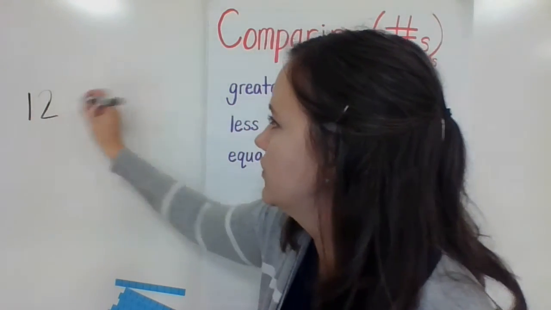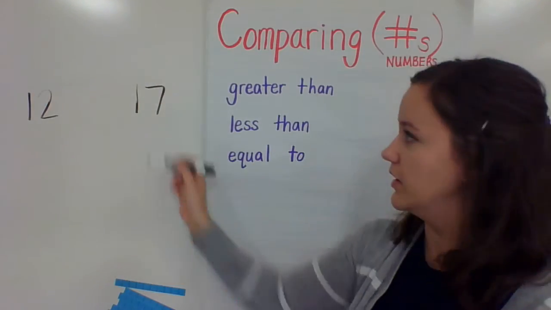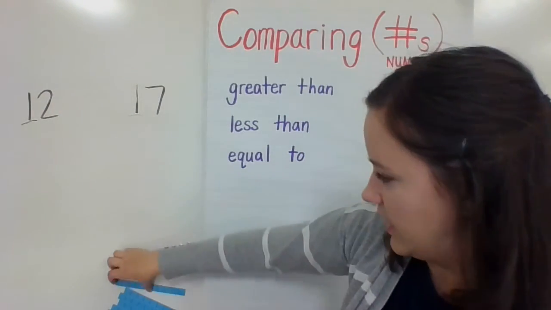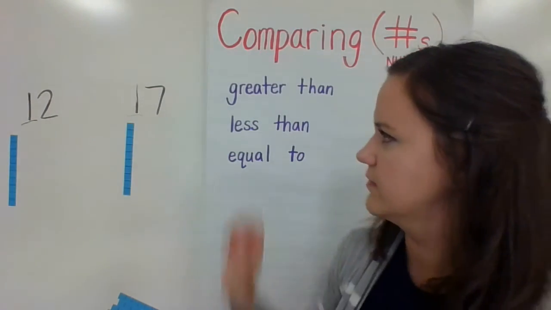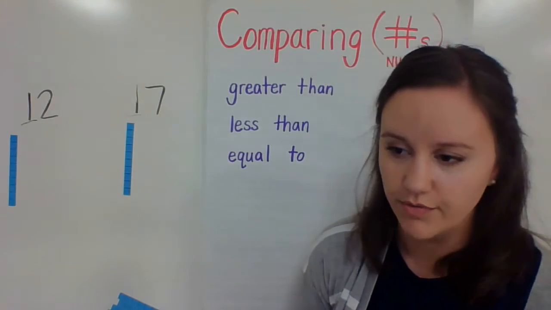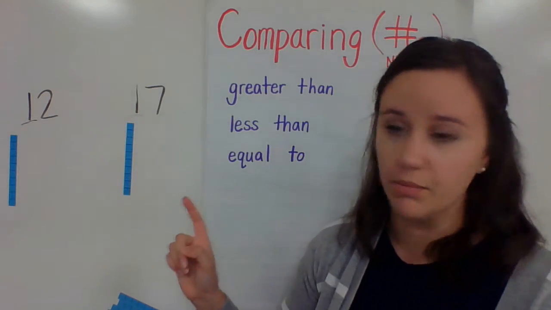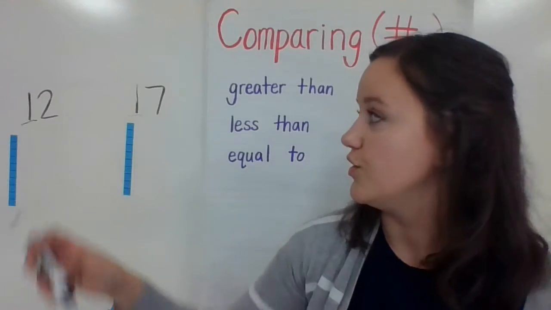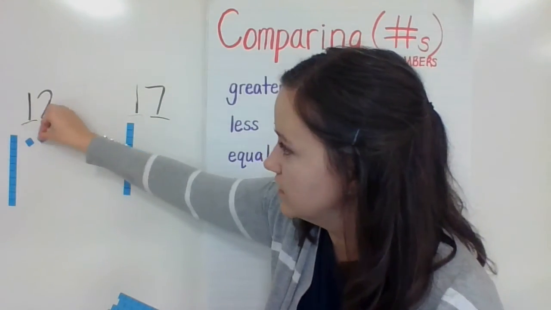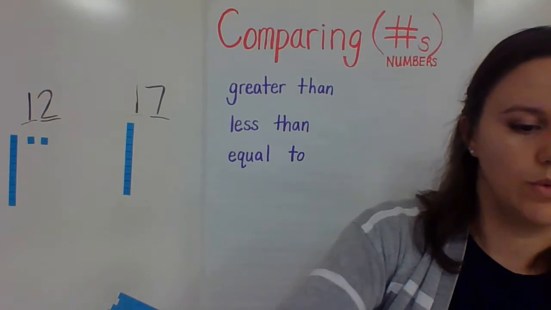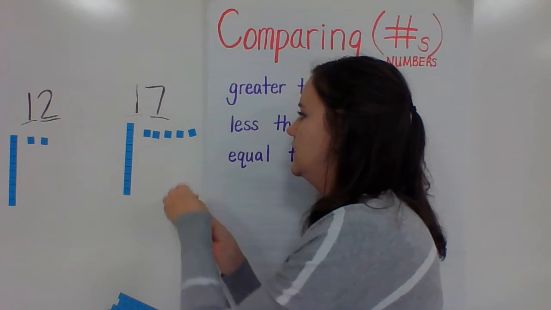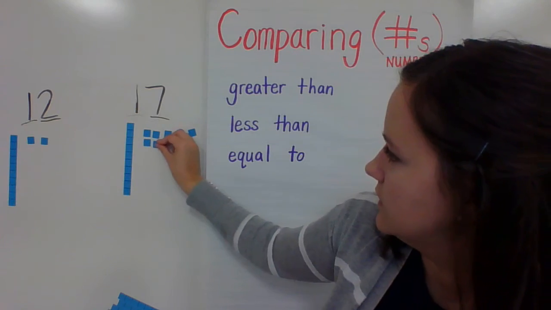If I look at 12 and 17, I know those are different numbers. They're not the same number. I'm going to look at the tens place, and they both have 1 ten. I can't say 12 is equal to 17 because they're two different numbers. So if you're comparing numbers and you know you don't have the same number, but the tens are the same, now you have to move over and compare the ones. So 12 has 1 ten and 2 ones. 17 has 1 ten and 7 ones.